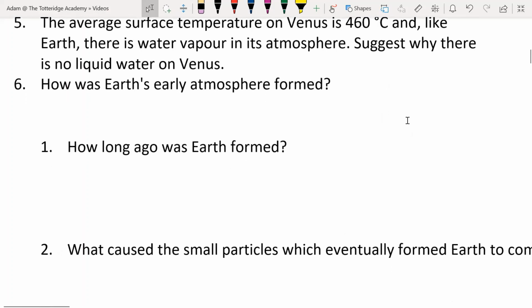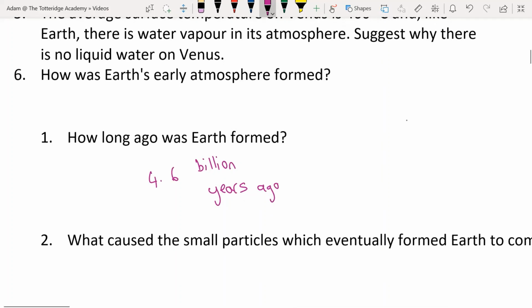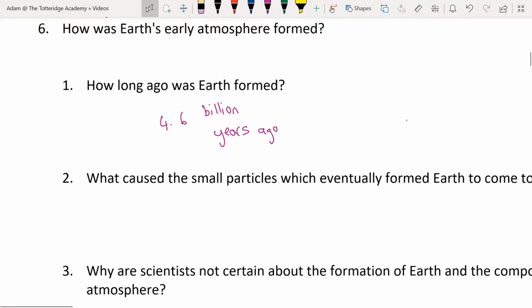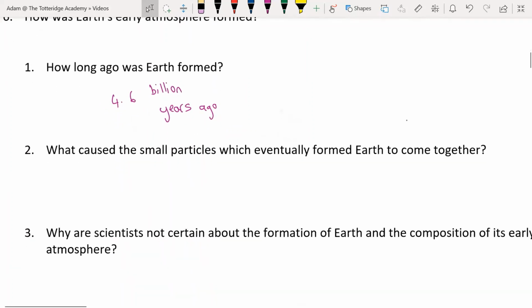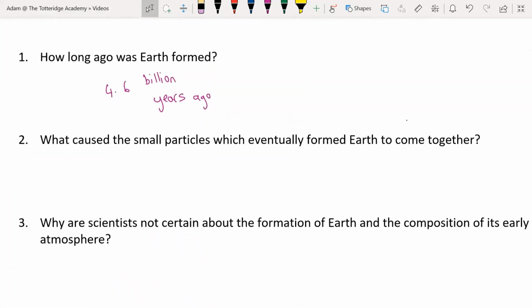How long ago was Earth formed? So you should be marking your work now. About 4.6 billion years ago, or thereabouts. Obviously, we're being approximate here, but remember, 0.6 billion years is still 600 million years. If it were 4.7 billion years, that would still be 100 million years difference, which is, well, put it like this: the dinosaurs went extinct less than 100 million years ago, so it's still a massive amount of time.